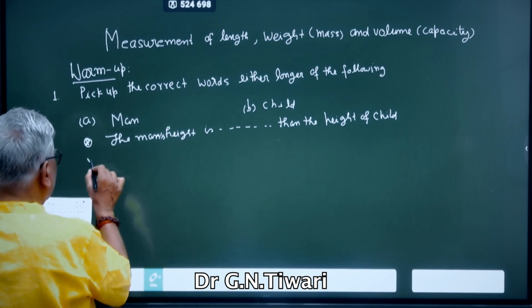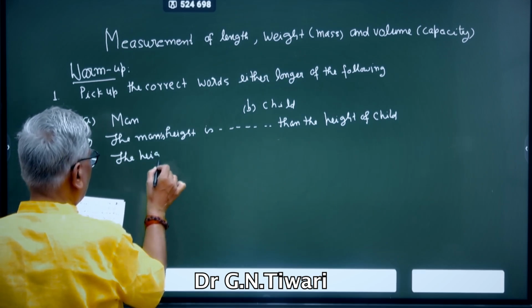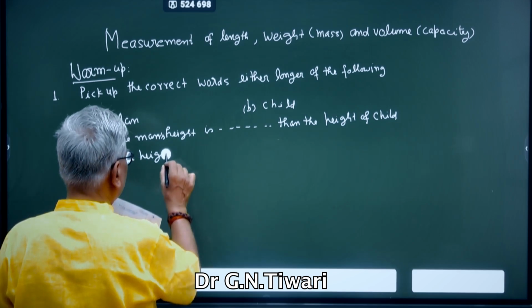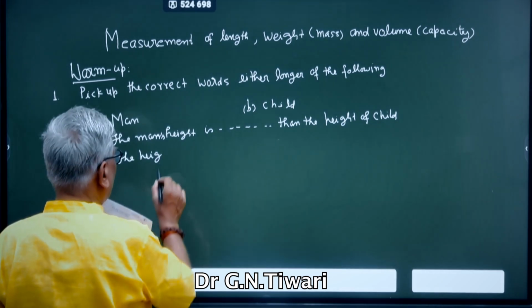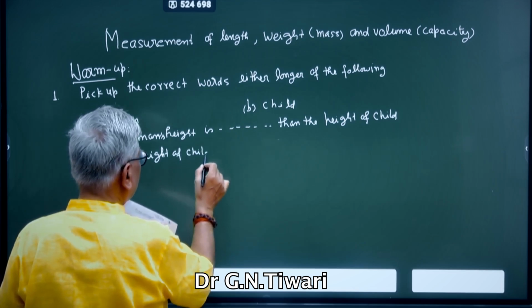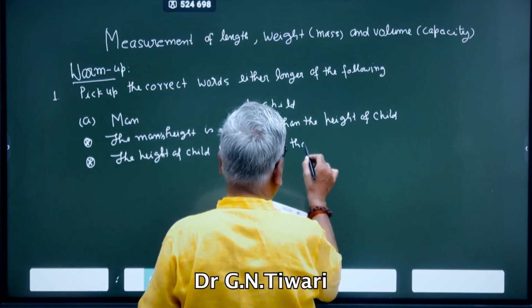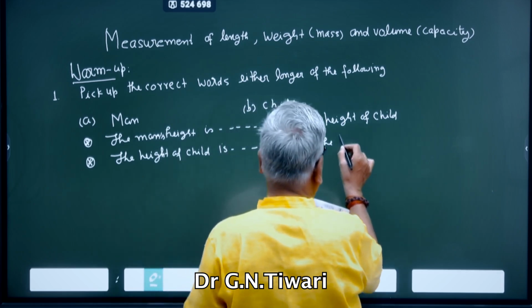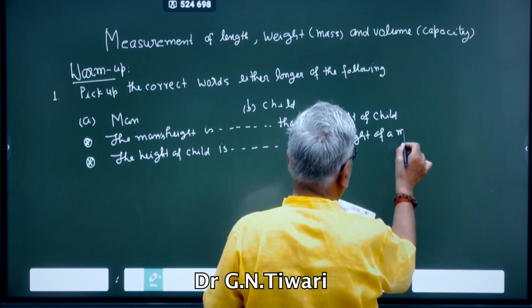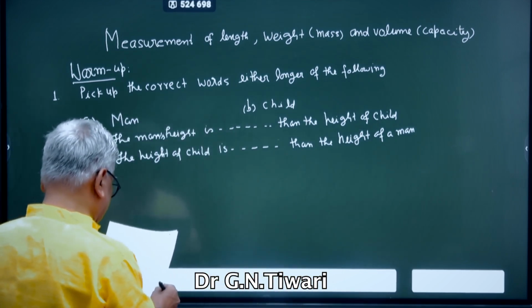Second, reverse. The height of the child is shorter than the height of the man. Now see, now second, again B.